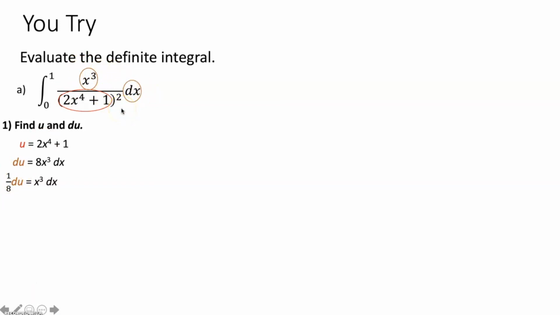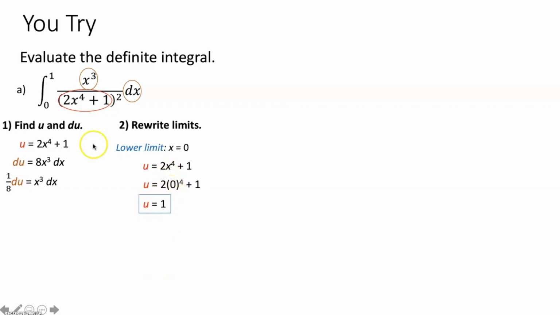So now what I can do is rewrite my limits of integration. Because this is a definite integral, and I'm using u substitution, I need to rewrite my limits of integration in terms of u. How do I do that? Well, let's start with our lower limit of integration. x is equal to 0. I'm going to take that 0 and plug it in for x in whatever I set u equal to. So I'm going to take 0, plug it in for x here. I simplify, and I end up getting my new lower limit of integration is 1.